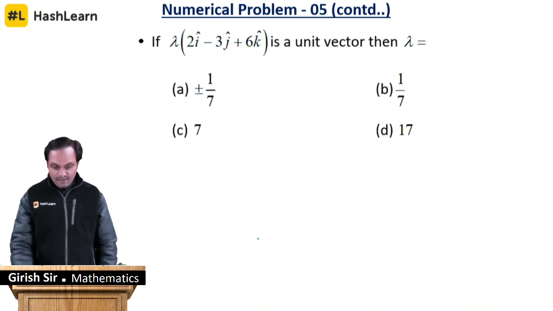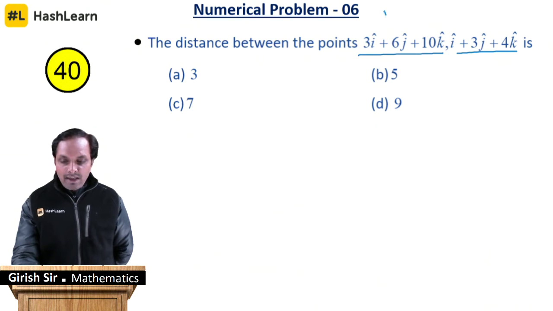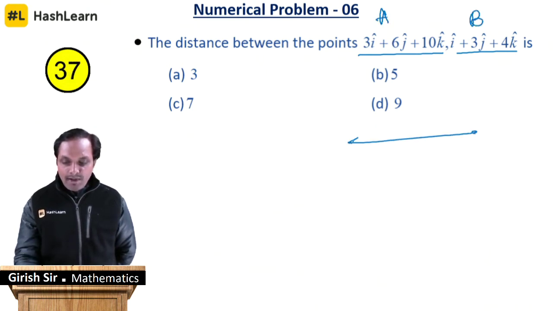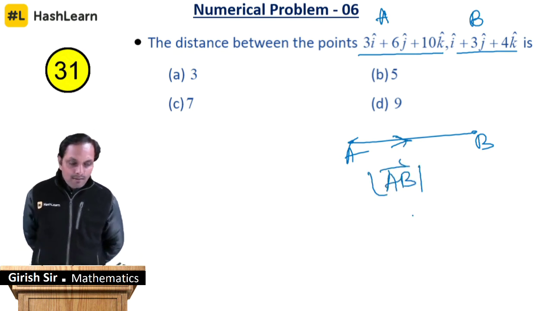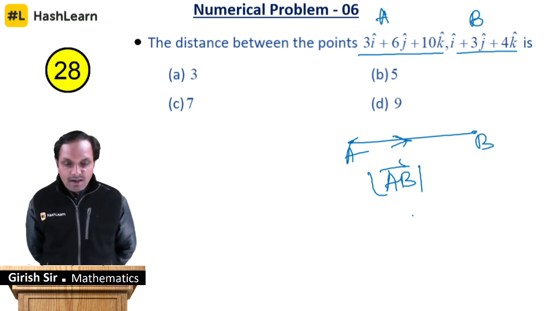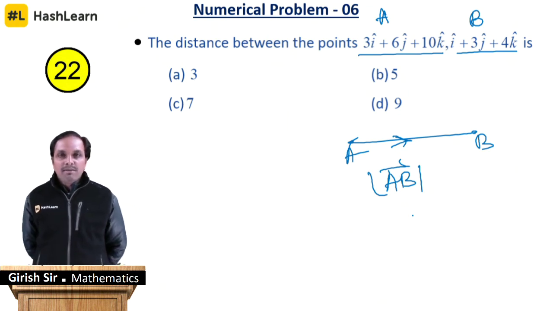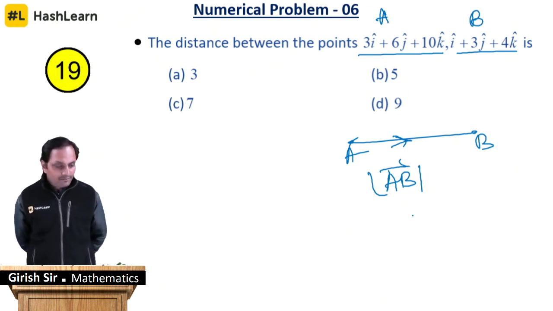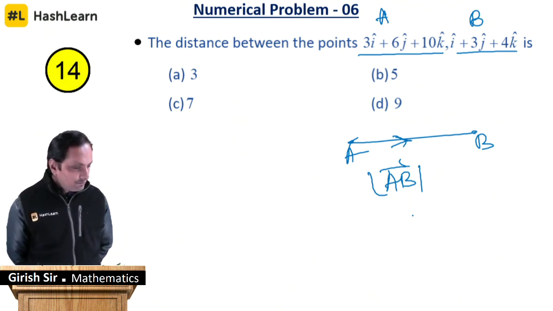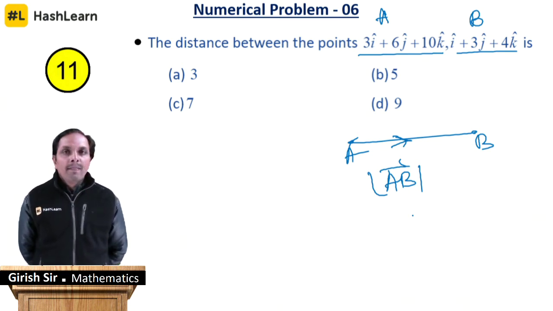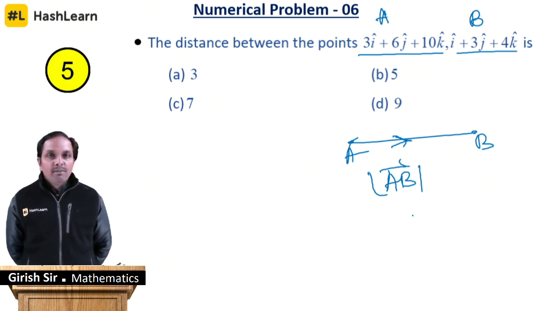Next numerical here. Distance between these 2 points. Very simple. You have to take point A and point B. Distance means again the magnitude of a vector. Come on guys, quick. What is your answer for numerical 6? They have given you 2 points. You need to find the distance, which is nothing but the magnitude of the vector AB. Seconds.